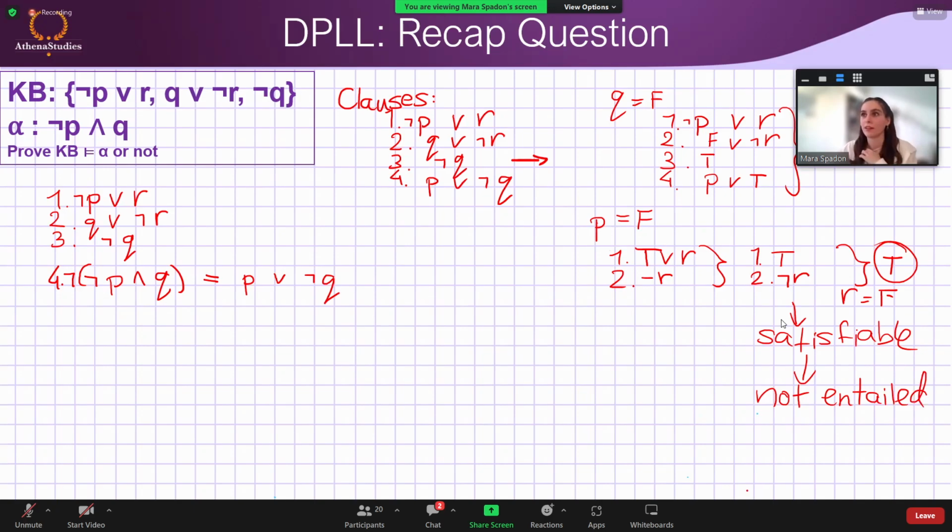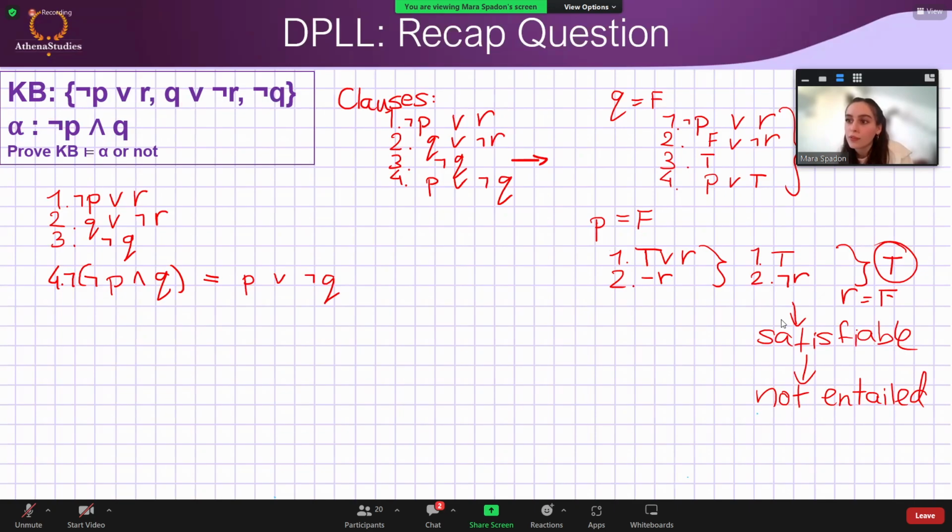Yes, I think I prepared like 4 other DPLL questions, but this was the one that I got from somewhere else. Let's see, so we can get P is false, we get true or R. So it is actually satisfiable and then not entailed.